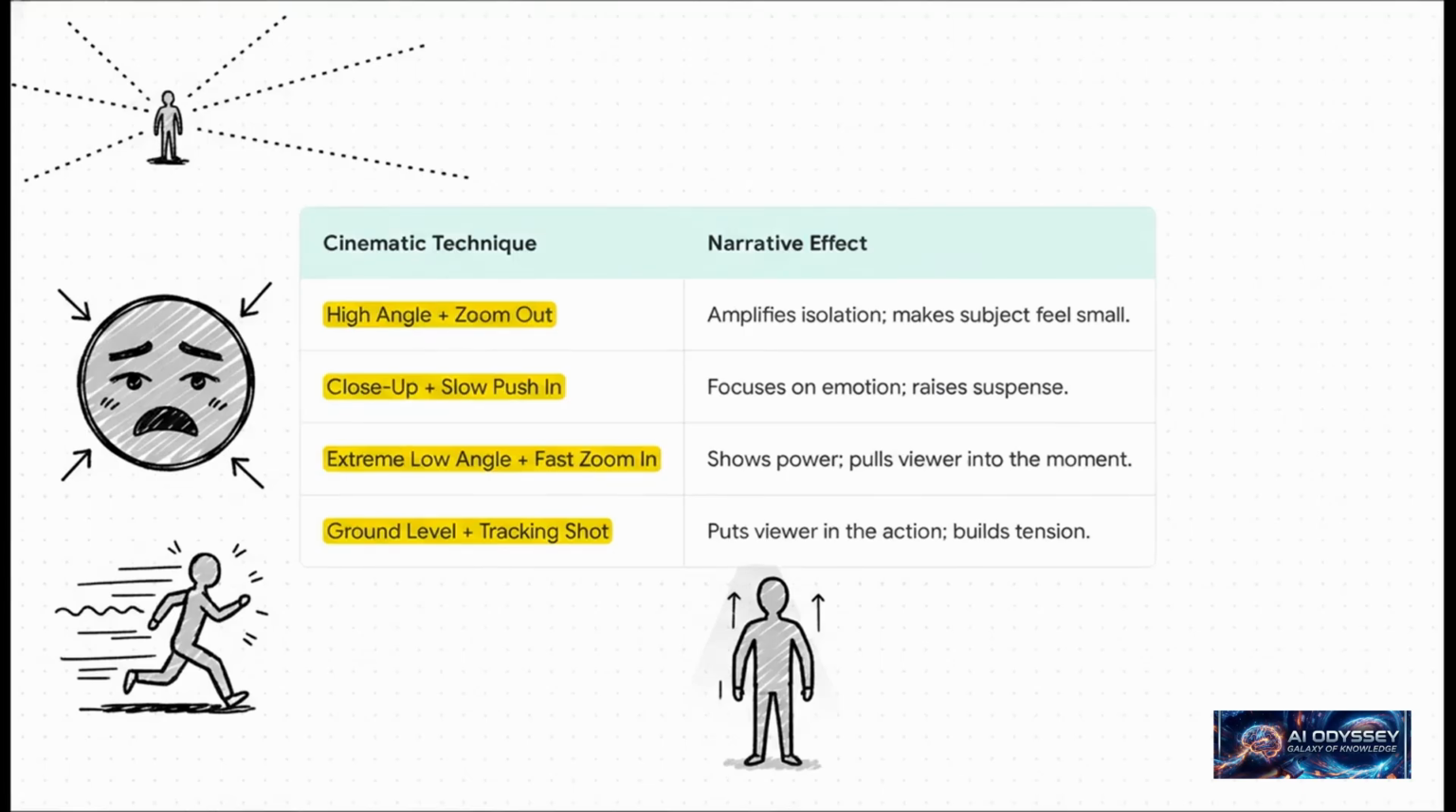Your shot choices are your story choices. A high-angle shot that zooms out makes a character feel small, isolated. A slow push in on a close-up, that builds suspense and focuses us on their emotion. An extreme low angle makes someone feel powerful, dominant. Every single combination of camera angle and movement has a very specific narrative effect. This isn't just generating video. This is the language of a director.